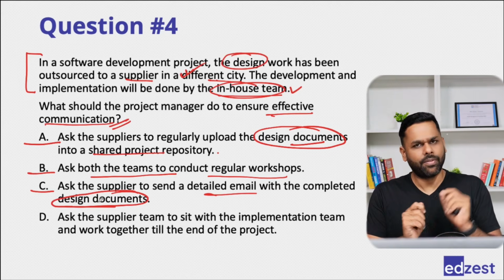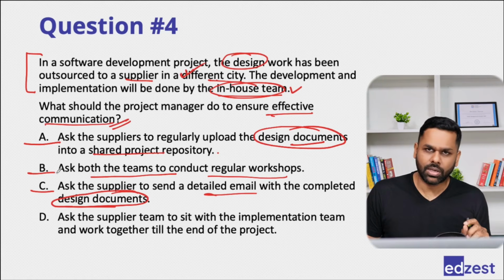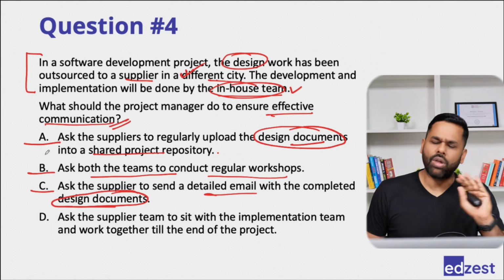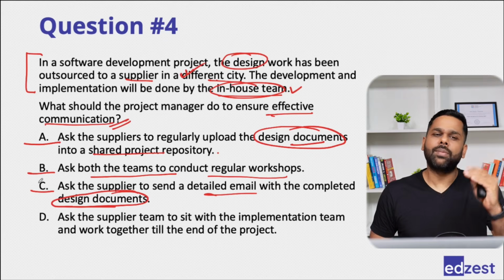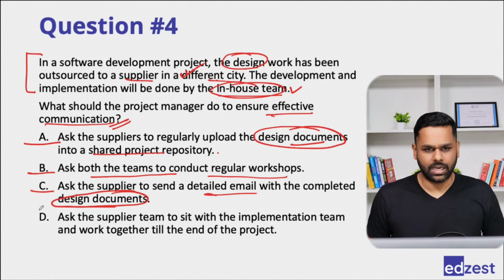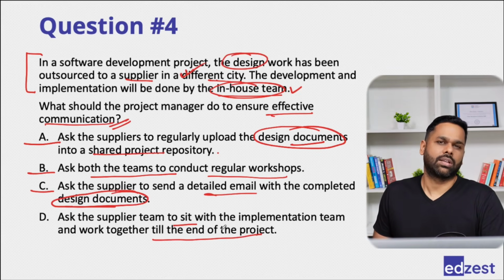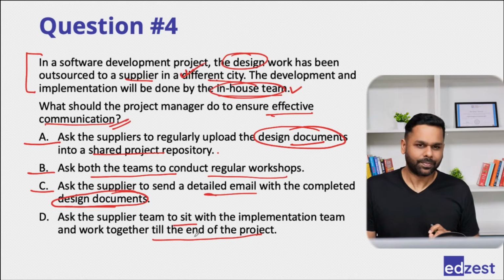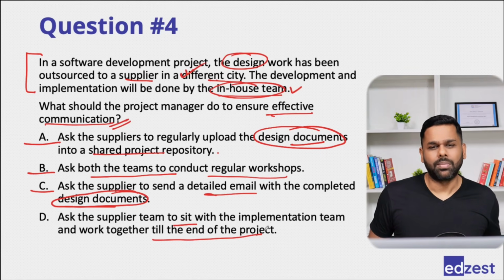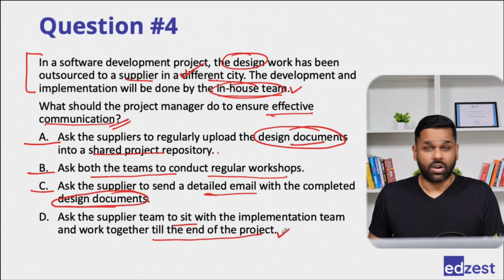So first we will look at options individually. Either we will eliminate it or we will keep it. And then whatever we have kept, we will see how to compare it. Let's look at D. Ask the supplier team to sit with the implementation team and work together till the end of the project. Now this does not look feasible. Although a very good choice, it will include a lot of cost, a lot of effort.